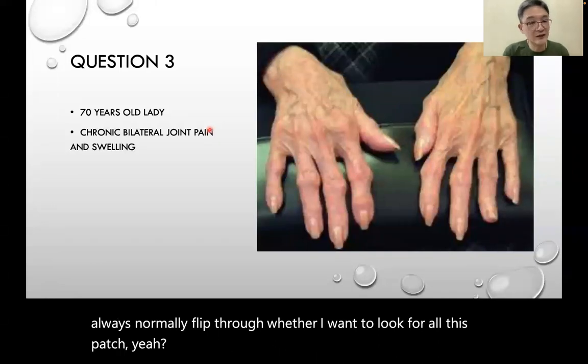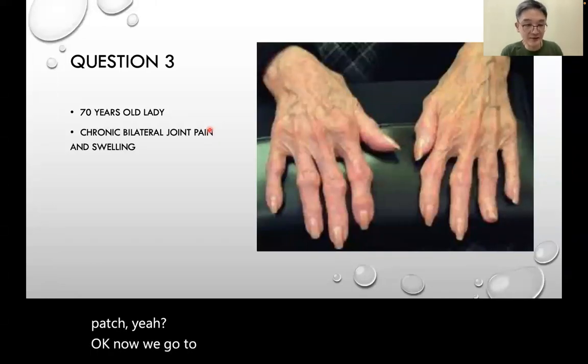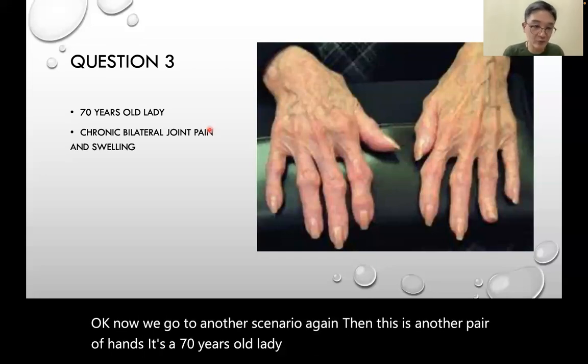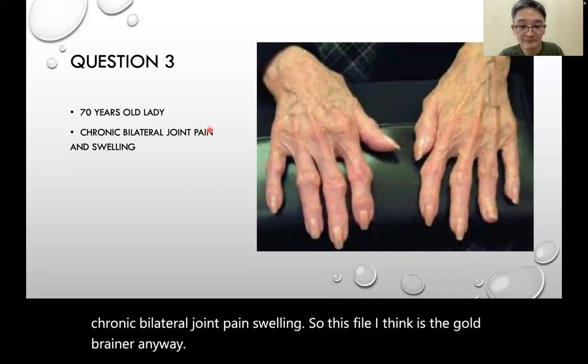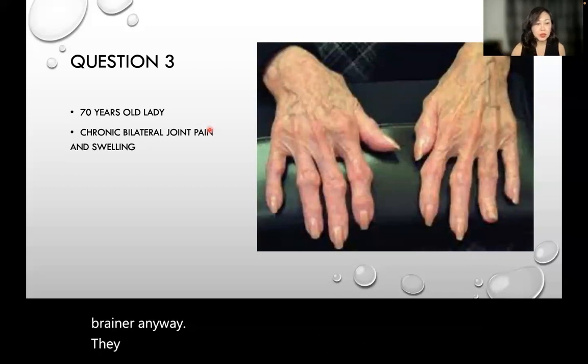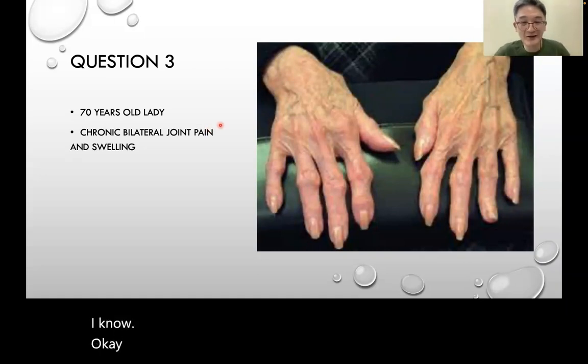Okay, now we go to another scenario. Again, this is another pair of hands. It's a 70-year-old lady, again coming to you with chronic bilateral joint pain and swelling. So this one, I think, is a no-brainer. Anyone? Oh, I think I know. Okay. Good. Someone already spelled it out.